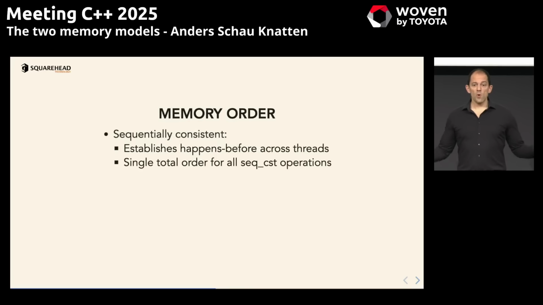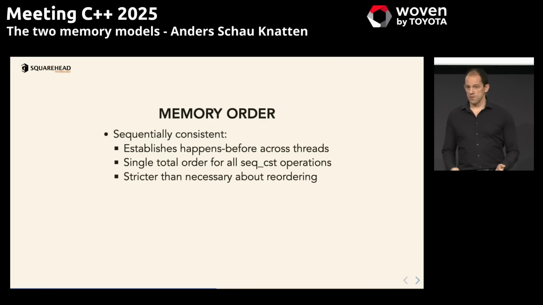It also says that for all the sequentially consistent operations in your entire program, on all threads, even those that don't have anything to do with each other, there's one single total order of all of those operations. And that's maybe a bit stricter than necessary. That's not what we need here, right? We could have some other threads working on some other data, and we don't care about the order of things between these threads. We want to be a bit more specific, maybe.